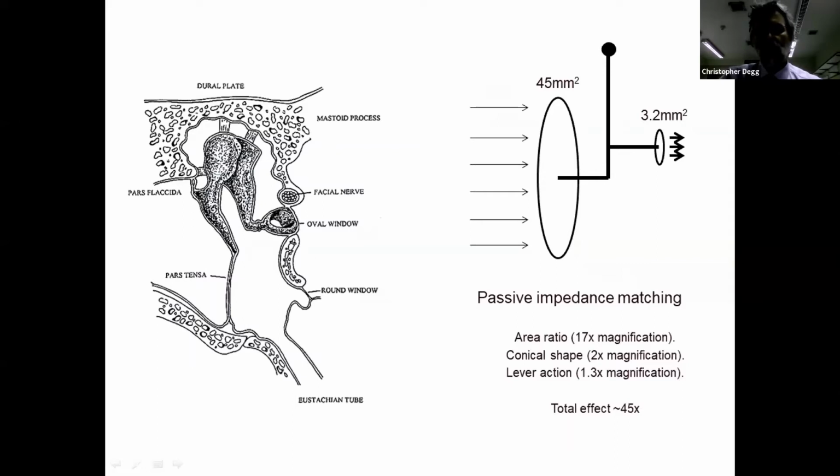Also, the eardrum is cone-shaped. It's not flat. So when sound pressure hits it, there's a buckling effect, and that doubles the sound just by the shape of the eardrum. And then the third factor is the middle ear bones that transfer the vibration. They act as a lever. So the way that they're structured means that they also increase pressure by a lever effect. So those three features magnify the pressure by 45 times approximately, which then gets the vibration in air into the cochlear fluid as efficiently as possible.